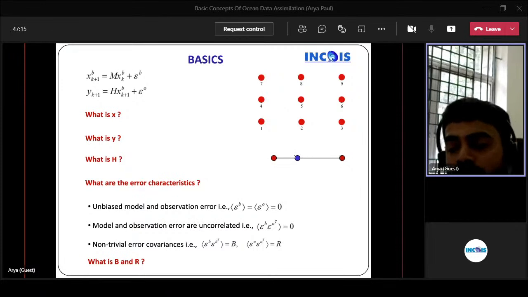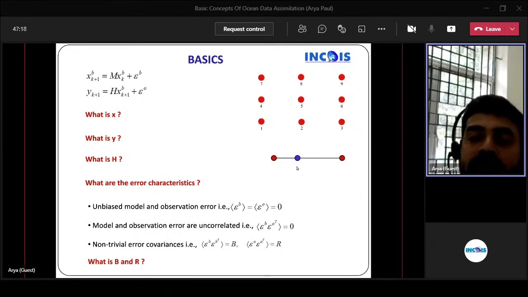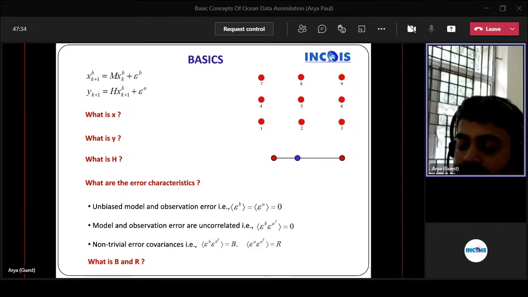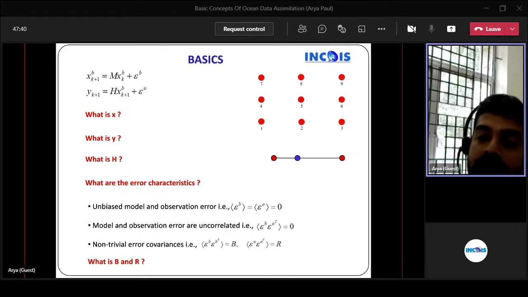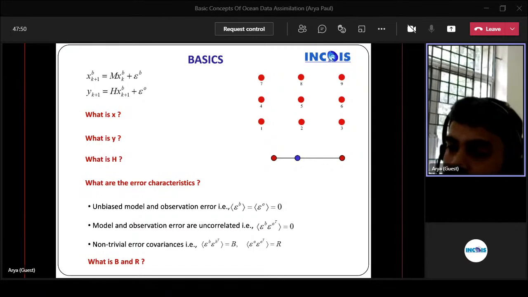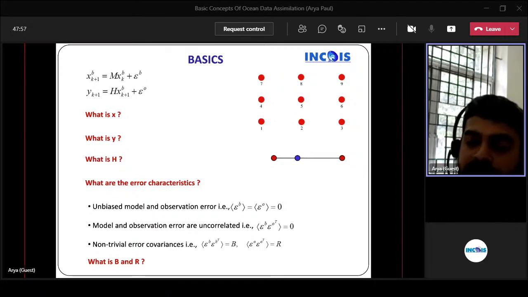So how do I use this observation information, which is placed somewhere in between two grid points? I take that observation information and bring it to the model grid points, by asking what that observation is going to be when it is, quote unquote, interpolated onto those model grid points. Now remember that, like I said before, the observation and the model both have errors in them. And these error characteristics are very important in data assimilation.